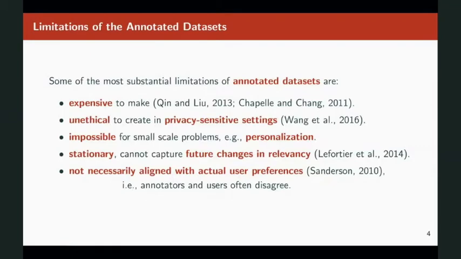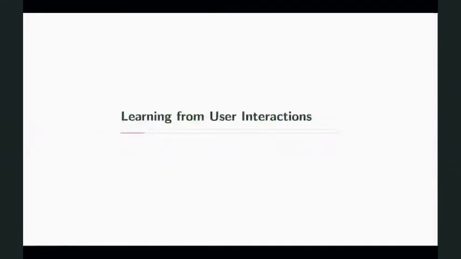So there's clearly a need for an alternative to learn from. I don't want to say that you shouldn't use annotated data sets. They're very important. They have an important role to play still. But it's clear that we would like some other way of learning that doesn't have these limitations. And what we'll talk about today is an obvious answer to this problem, which is learning from user interactions.